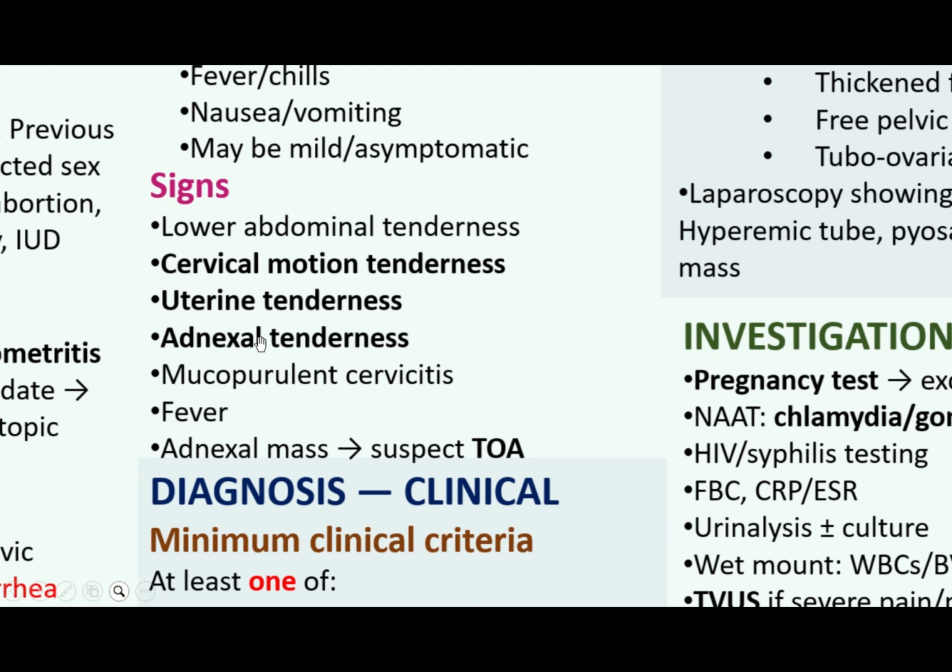And the signs they have is that they will have low abdominal tenderness, but then these big three are very, very important. The cervical motion tenderness, that is when you're doing the vaginal examination and you try to do some movement on the cervix. They have cervical motion tenderness, they have uterine tenderness as well as adnexal tenderness. And then we can have mucopurulent cervicitis. This is mostly for those organisms that cause the cervicitis, that is gonorrhoea and chlamydia. And then they can have fever, adnexal mass, and whenever they have an adnexal mass, you may suspect that they have a tubal ovarian abscess. So when you try to palpate around the adnexal region, you'll feel that there is a mass there.